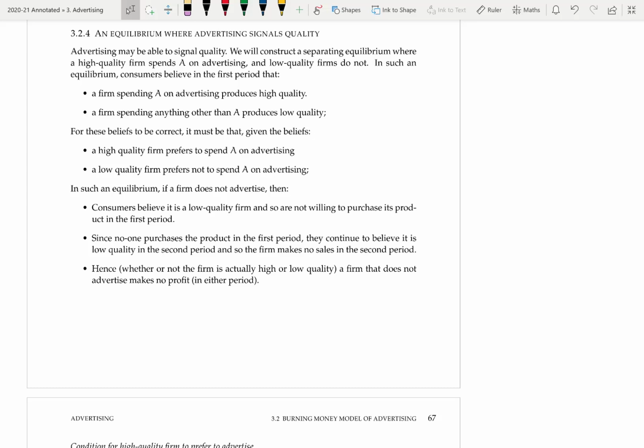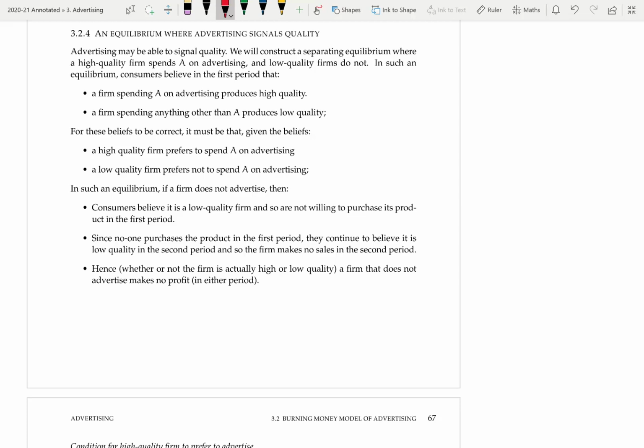All this means is that in equilibrium, a high quality firm spends money on advertising and a low quality firm does not. And therefore consumers can tell that a firm that's advertising is high quality and a firm that's not is low quality. So in such a separating equilibrium, consumers believe in the first period that a firm spending A on advertising produces high quality, whereas a firm spending anything other than A on advertising, such as 0, produces low quality. For these beliefs of the consumers to be correct, it must be that given the beliefs, a high quality firm prefers to spend A on advertising, whereas a low quality firm prefers not to spend A on advertising.